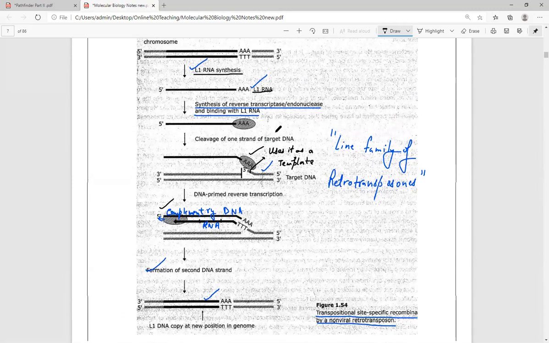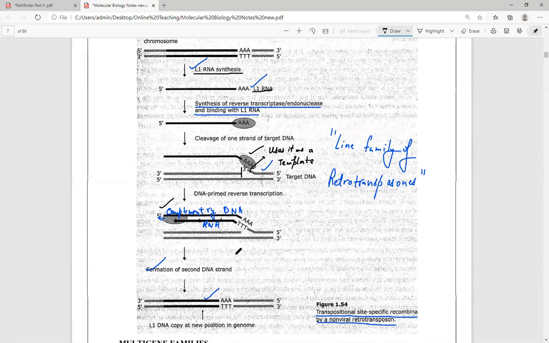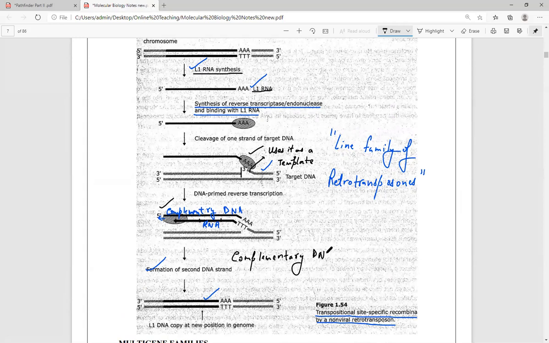Okay. Please look at that entire diagram. You would be able to understand. The complementary DNA is separated, and then targeted to a new site in the genome. This is how it is going to move from one side to the other.